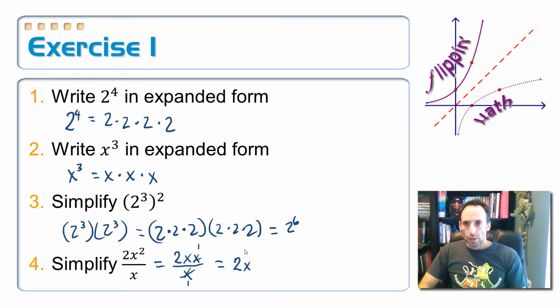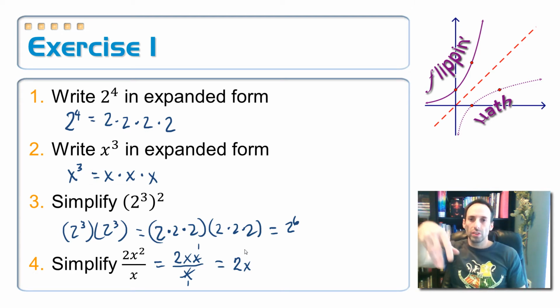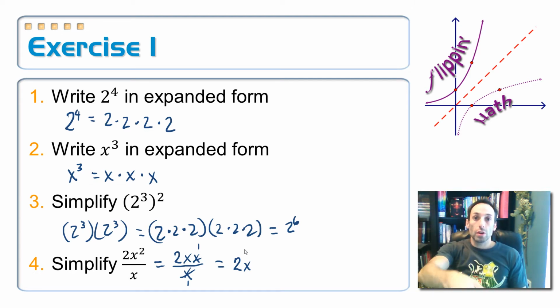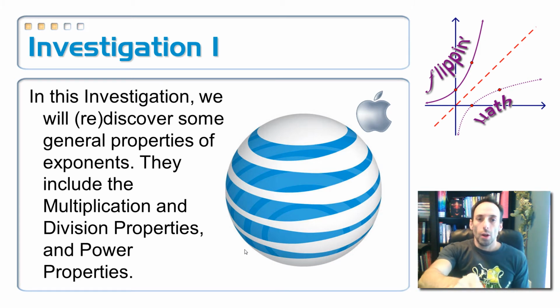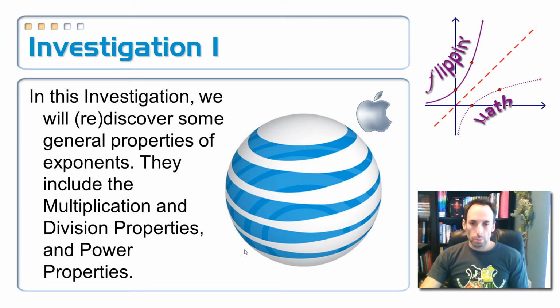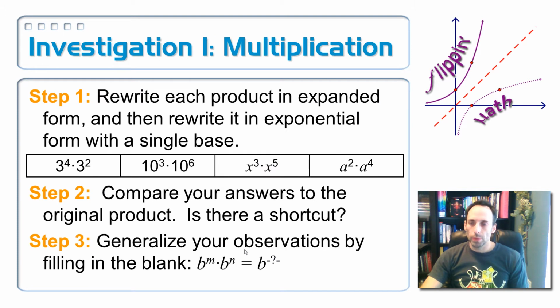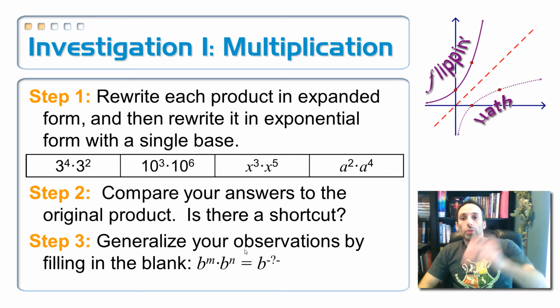Okay, so what we're going to do is put this stuff together and try to come up with some general rules for the properties of exponents. We're rediscovering what is called the multiplication and division properties and power properties with exponents. And this one was not one that was created in an advertisement. I just made that one for you, similar to the opening graphic there, the exponent being Apple on the AT&T logo.